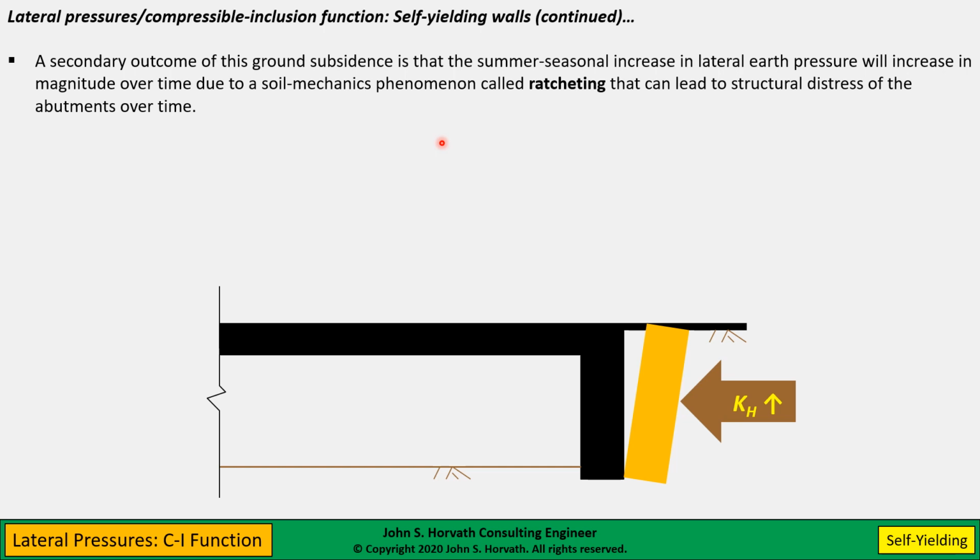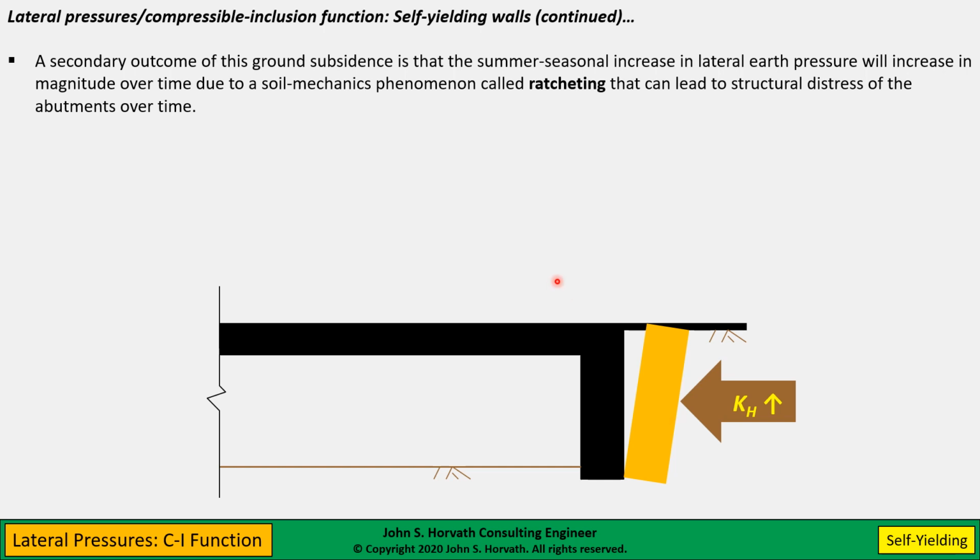The research has shown this doesn't just stabilize at some point. It just continues to increase over time and can lead to structural distress of the abutment. Because, as I said, although bridge designers have known from early on that they've got to design the abutment for a higher lateral earth pressure in the summer, they think that summer lateral earth pressure is going to remain fixed in time. But over the years and decades that this bridge exists, in reality, that summer lateral earth pressure is going to get higher and higher and higher with each passing summer. And at some point, it can cause structural distress of the abutment.